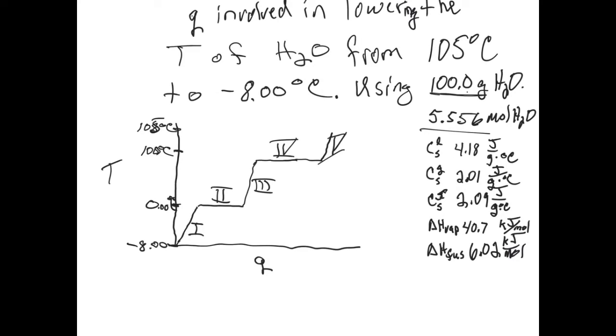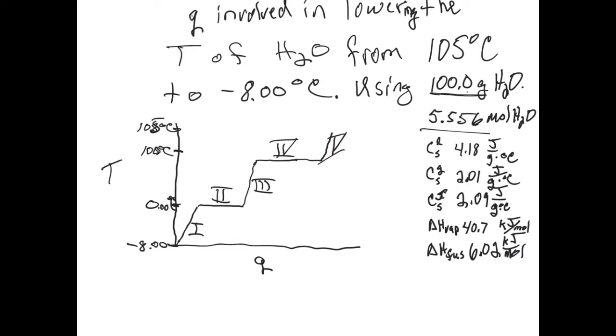So I wrote them all in, and you could look those up as well. But here they are. We know that we have for our specific heat for liquid water, 4.18 joule per gram per degree Celsius. For gas, steam, 2.01 joule per gram per degree Celsius, and for ice, 2.09 joule per gram per degree Celsius. And so the delta H vap, 40.7 kilojoules per mole, and the delta H fusion is 6.02 kilojoules per mole. So we need to take all this into account to come up with our changes.